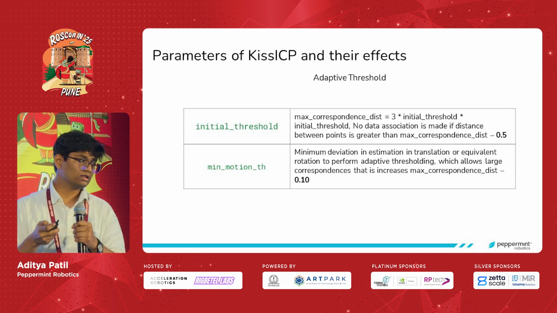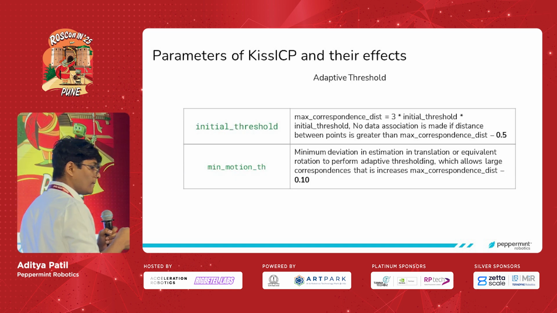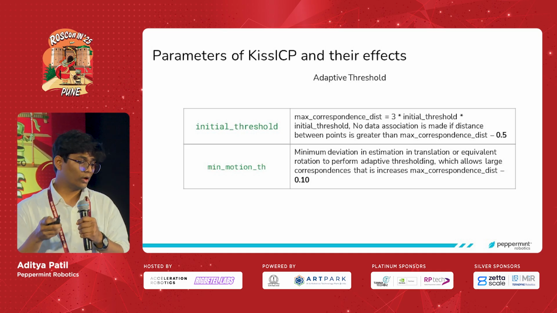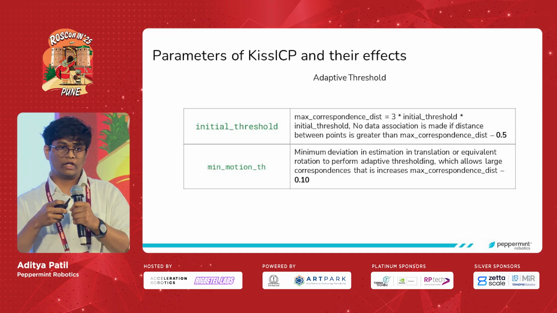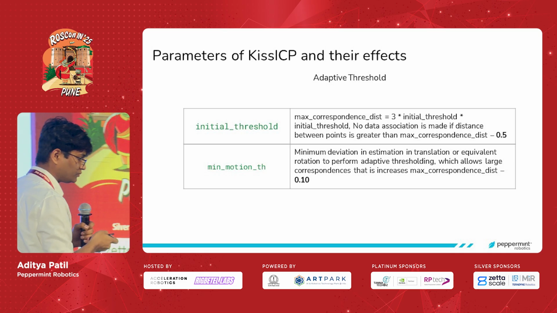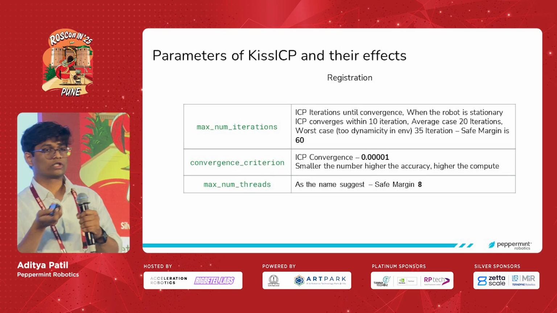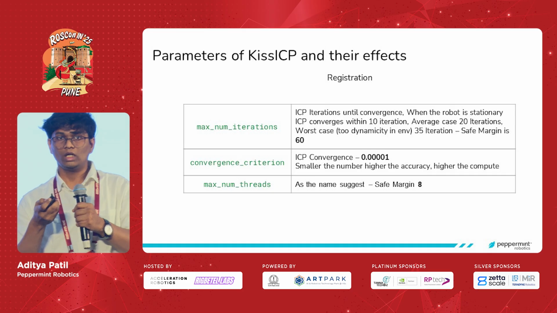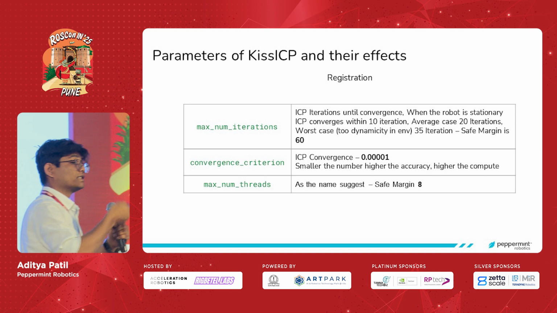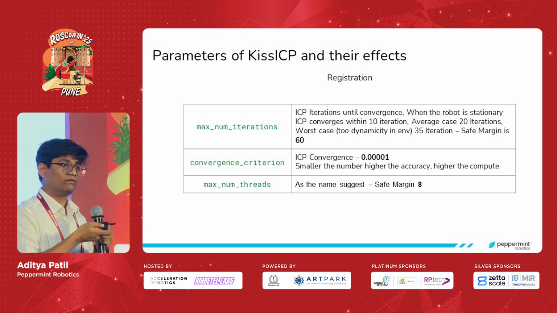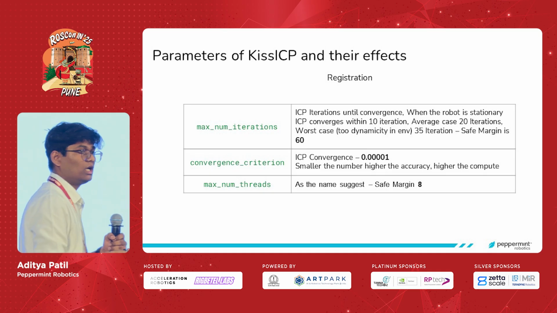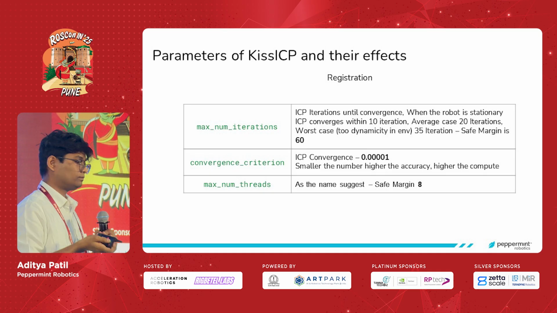Then we have thresholding parameters. The initial threshold defines what will be your initial guess. So if I set it to, say, a value of 0.5, then it assumes that whenever I'm performing correspondence, I should not choose points at a distance greater than 0.5 meters. And the min motion model threshold defines, if the estimation of the odometry is getting very bad, what is the threshold at which I say it is very bad. So this parameter defines the threshold of being very bad.